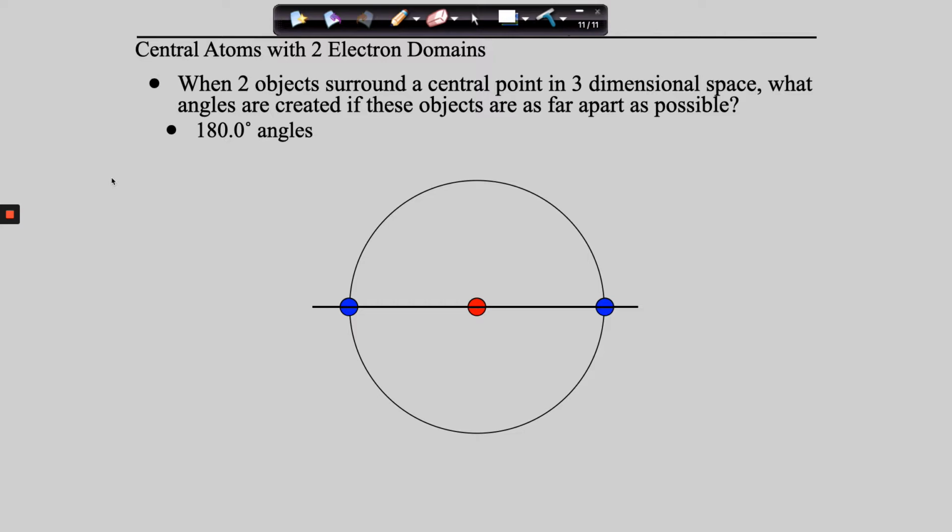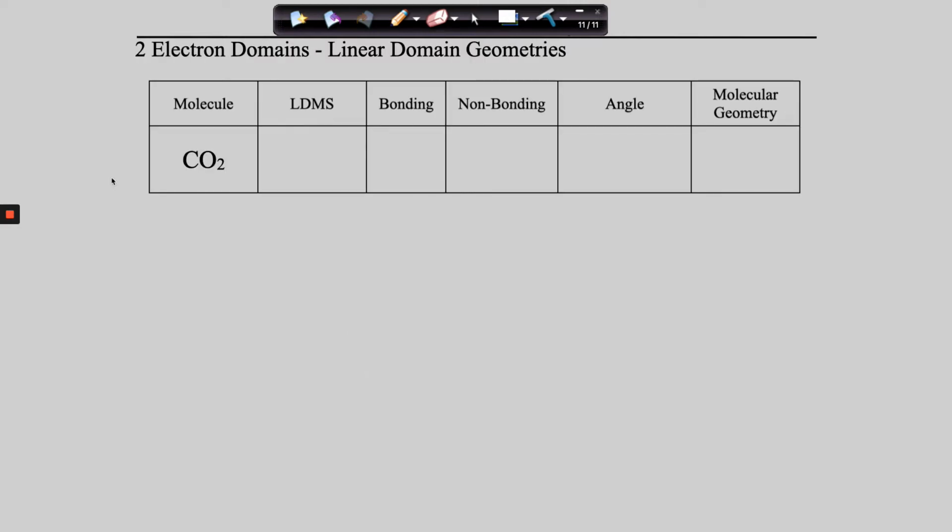So now we need to name it. And guys, all 3 of these points are on the same line. That's it. It is a linear domain geometry. Be careful with straight. Straight and linear are not the same thing. Linear is 3 points, 180 degree angle. Straight is 2 points and no angle. So don't confuse those two. So guys, the one that we're going to look at is carbon dioxide that looks like this.